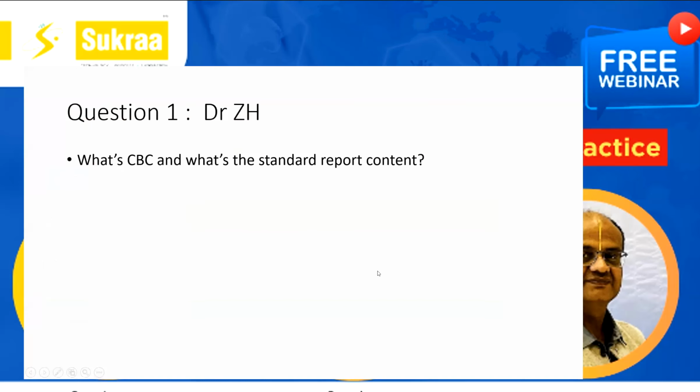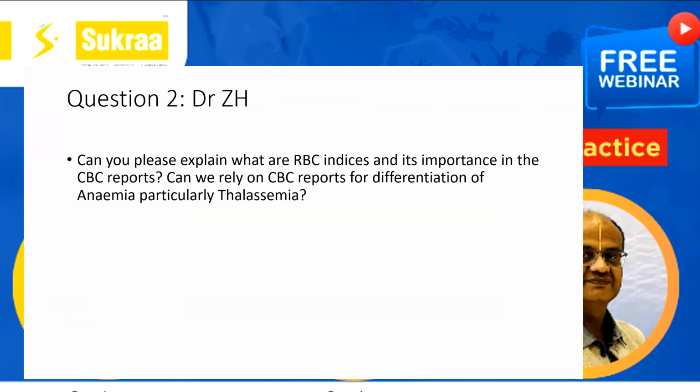So we came to know what is the CBC and what is the standard report contents. Thanks for that, doctor. So the next question for you is, can you please explain what are these RBC indices? What is the importance of these indices in the CBC reports? The second is, can we rely only upon the CBC reports for the differentiation of anemia, particularly iron deficiency anemia and thalassemia itself?